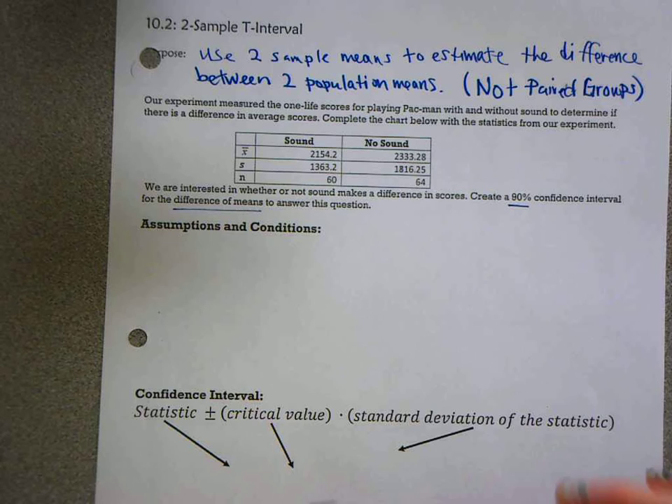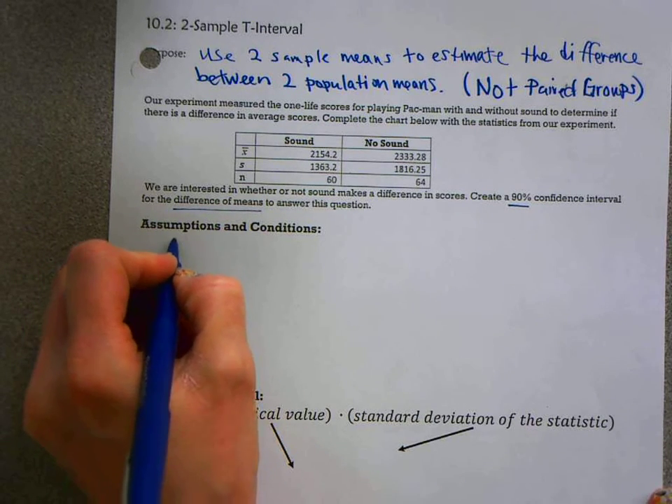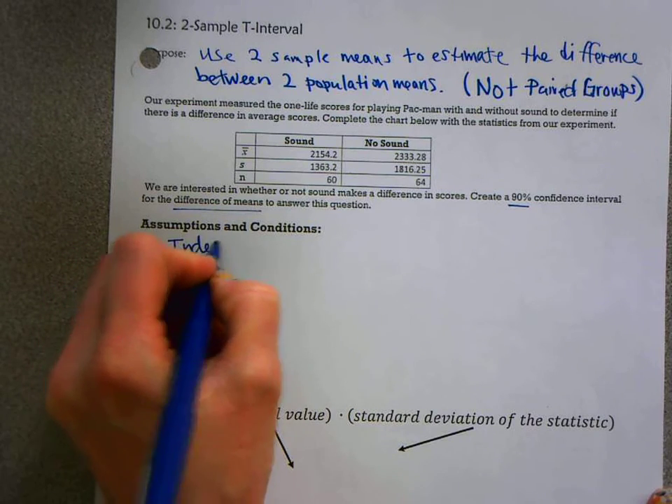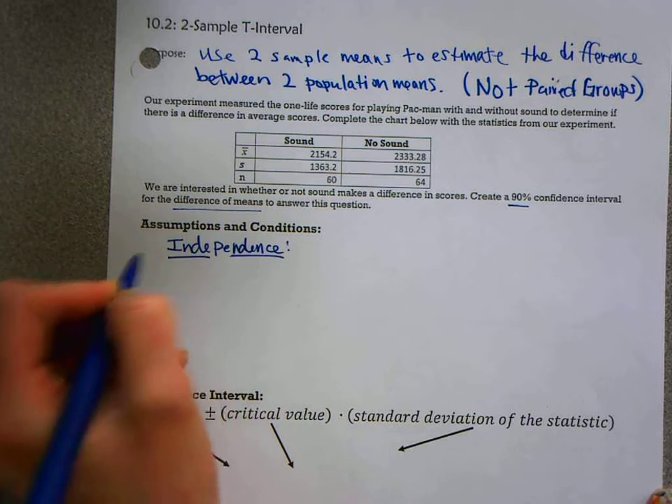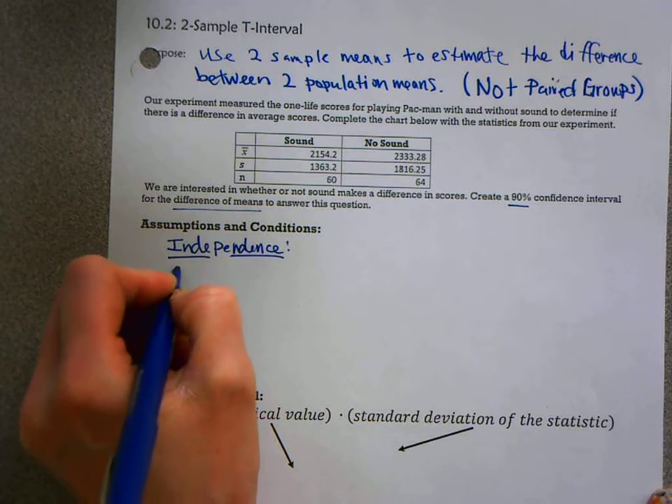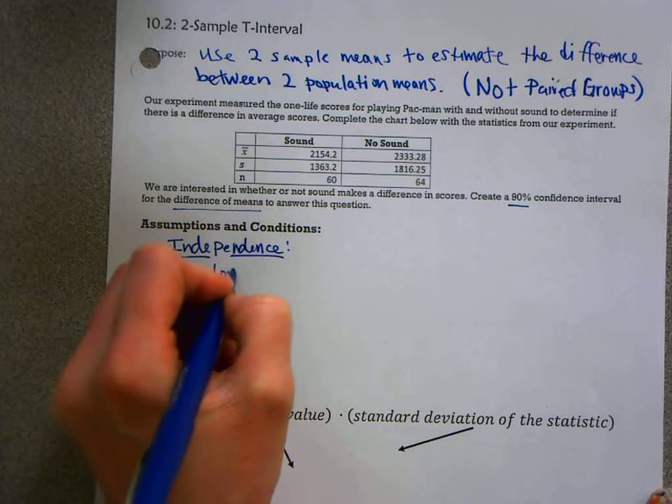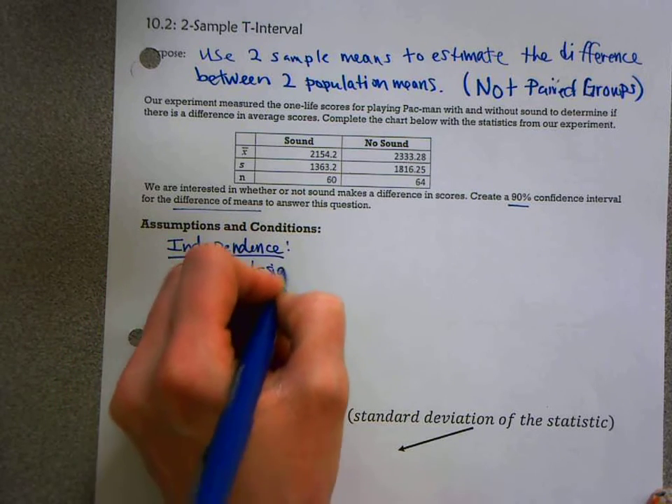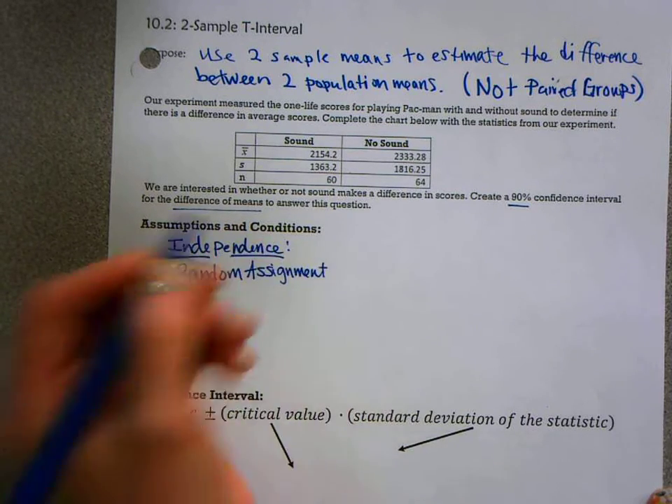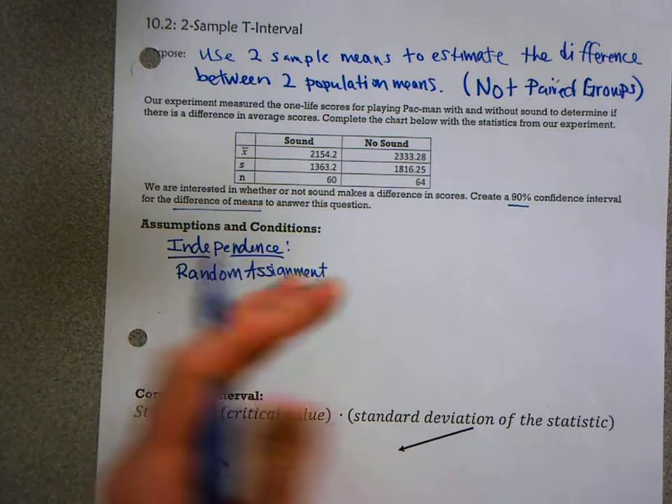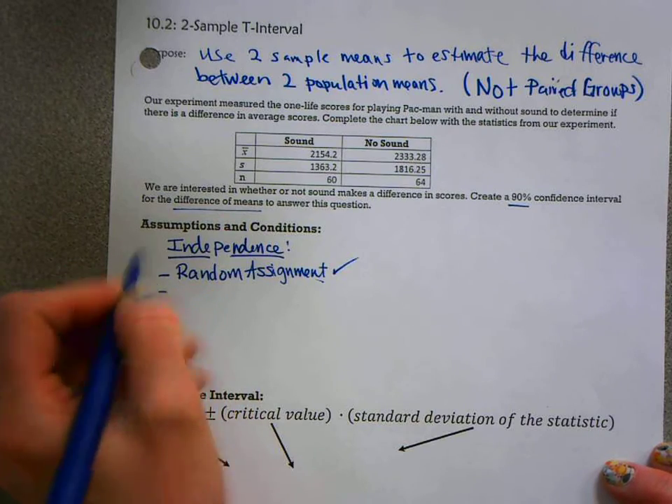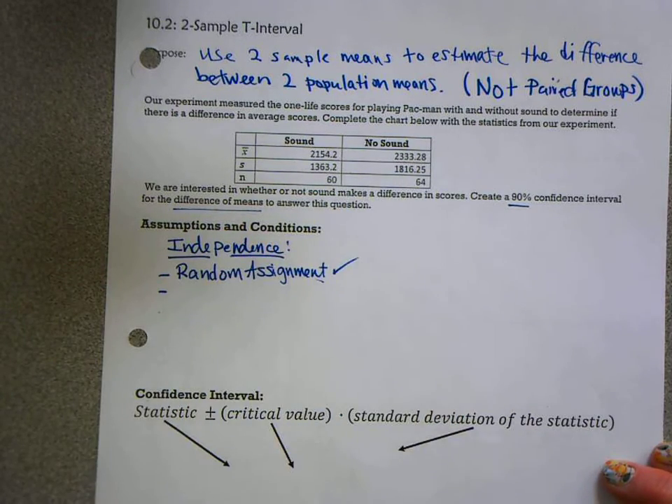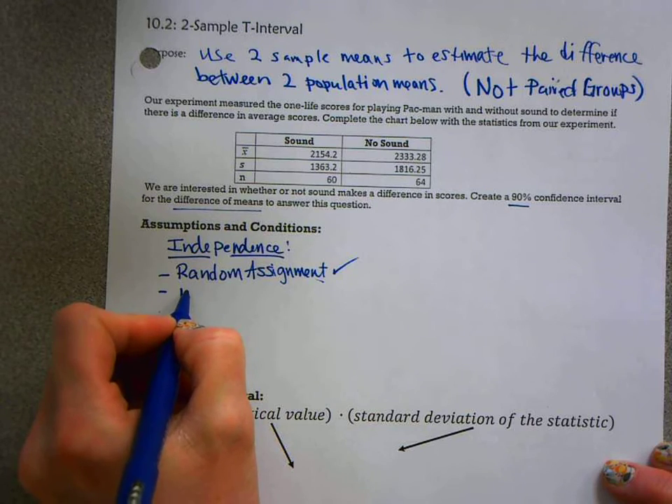So let's start with our assumptions and conditions. We're going to jump back into the means assumptions and conditions, but independence doesn't really change. We still need to have a random sample or random assignment. Since this is an experiment Miss Meadows has been doing, I've been randomly assigning every single kid that plays it to either sound or no sound, so put a check on that. You can lump all of them together when it's an experiment and not do two separate 10% checks.